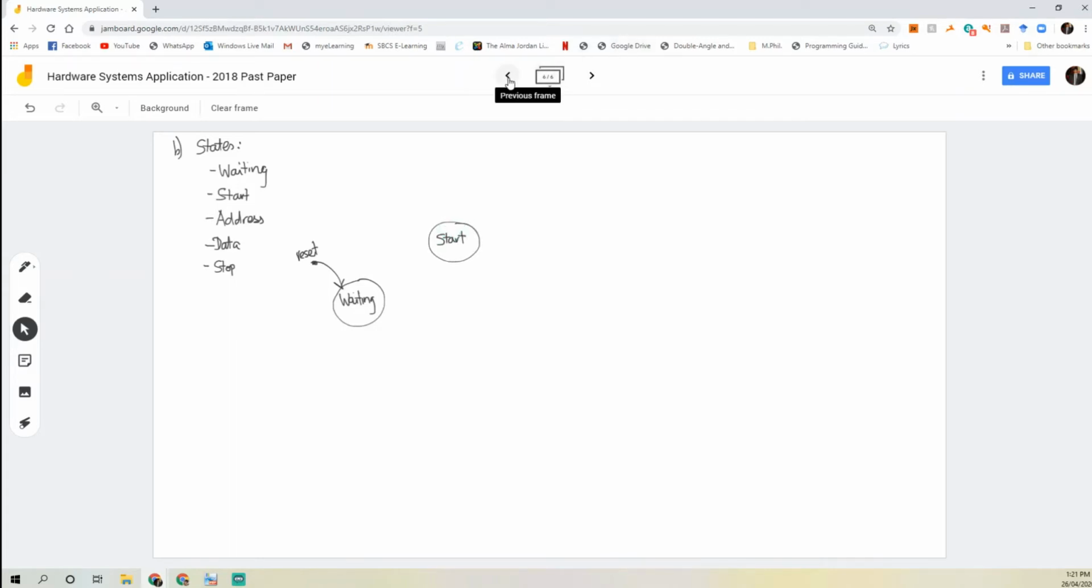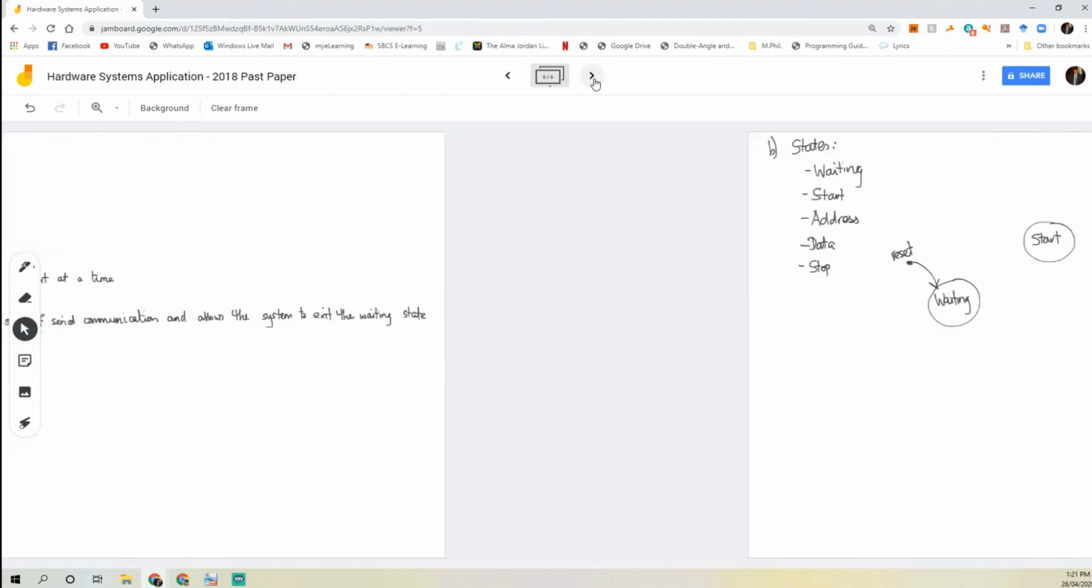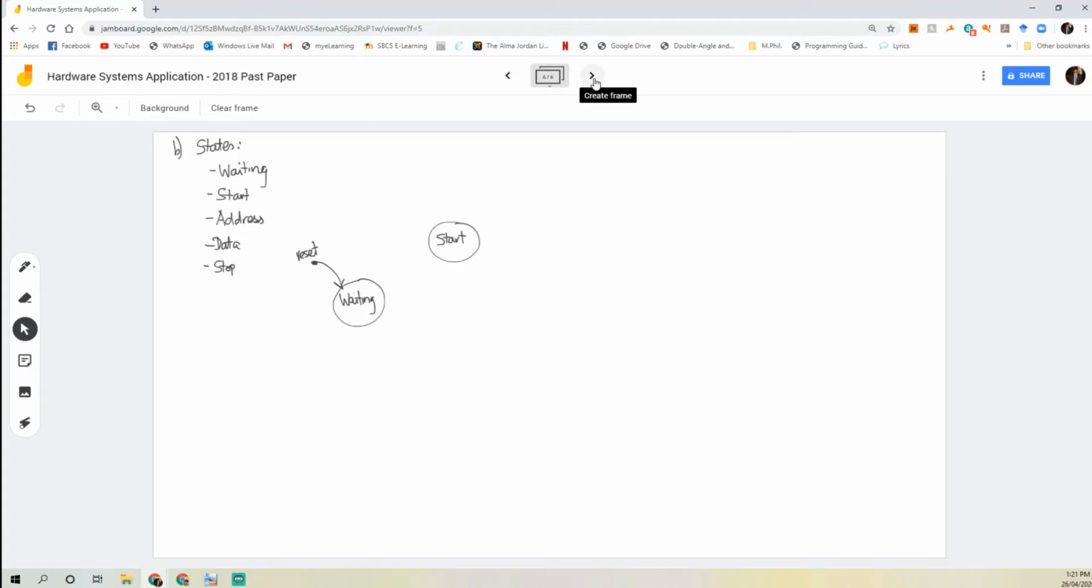Right? So we could say in our design, when start com is equal to 1, that's when I'm going to transition here. So we state that input into the system by writing along the transition here, start com is equal to 1.